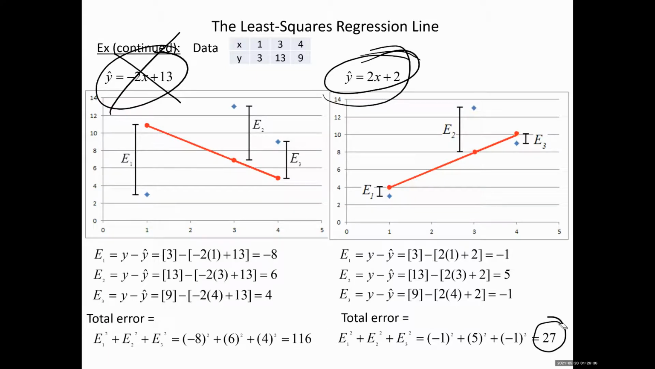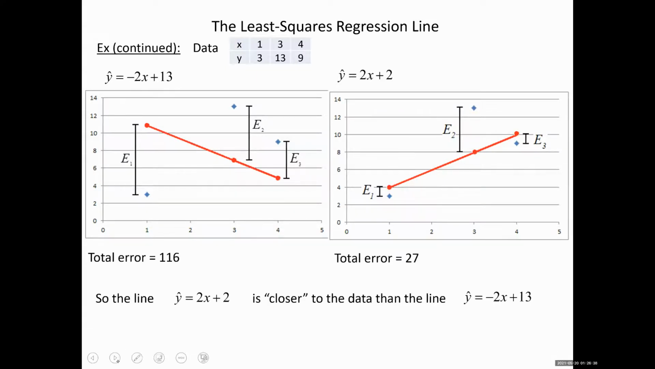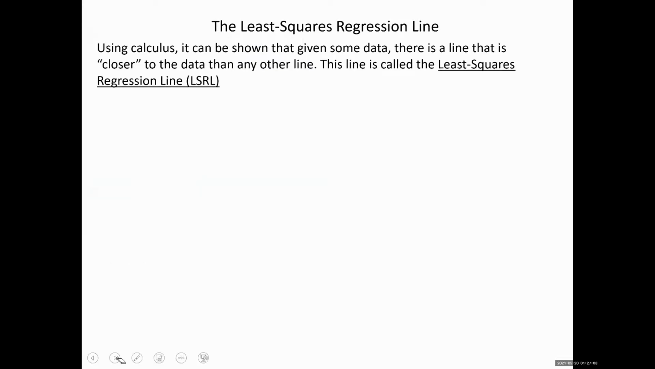Yeah, okay. So that's what it says over here. So line y equals x plus 2 is closer to the data because the total error is smaller. But that doesn't mean that's the closest line to the data. I just wanted to explain to you, what does it mean for a line to be close to the data? Okay, so it's closer if the total error is less, the way we define the total error. Now the question is, can we find a line that's closer to the data than this one? Is it possible? The answer is yes. And it's actually a calculus question.